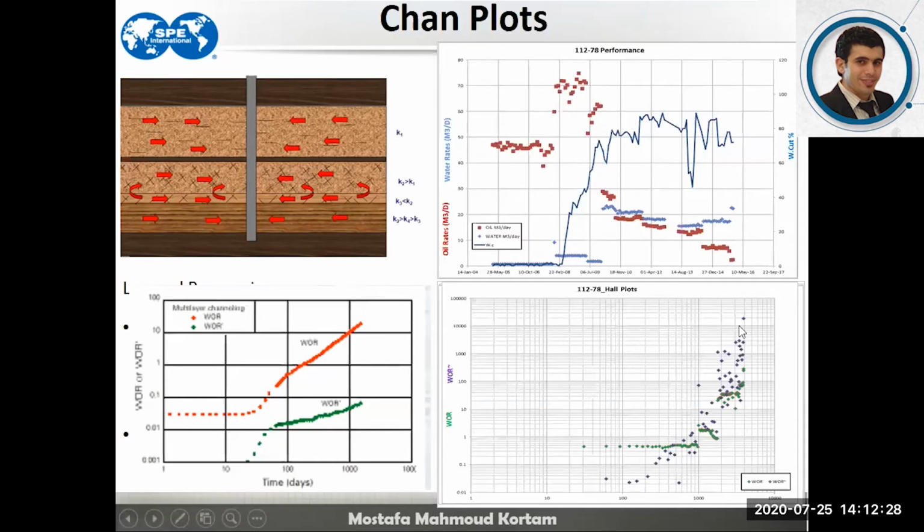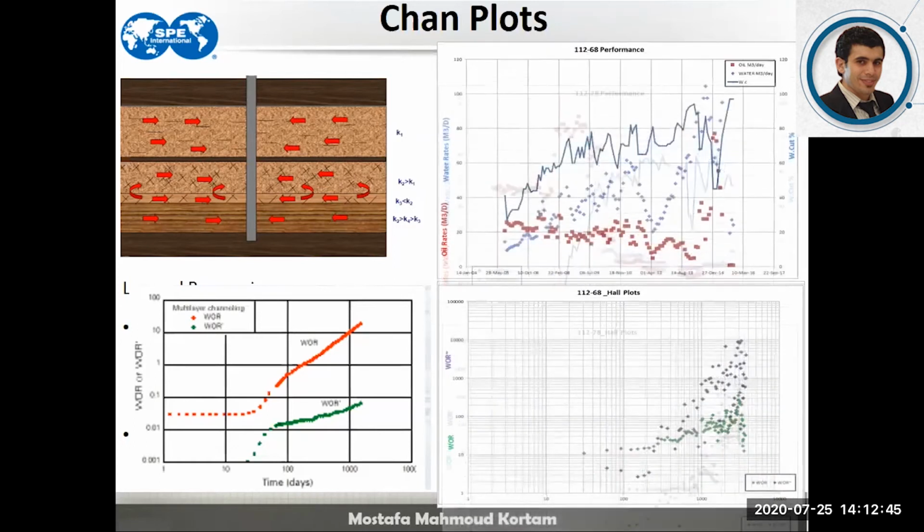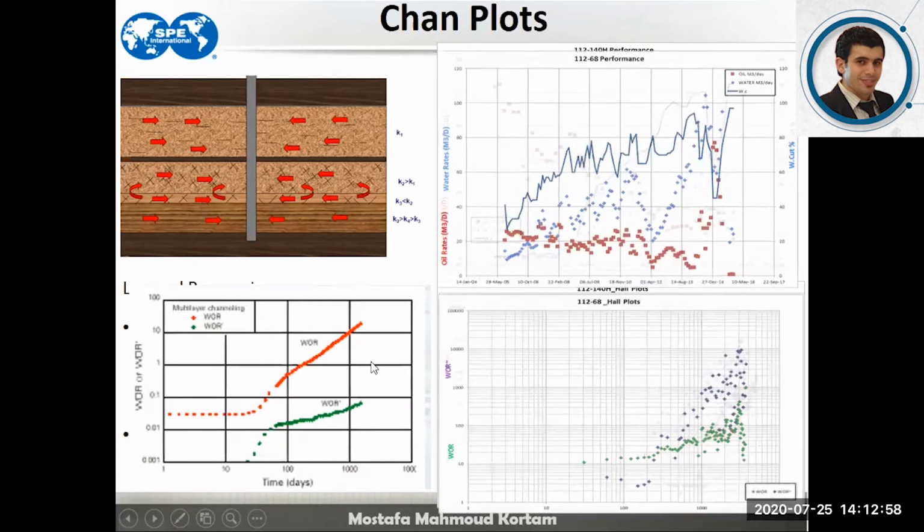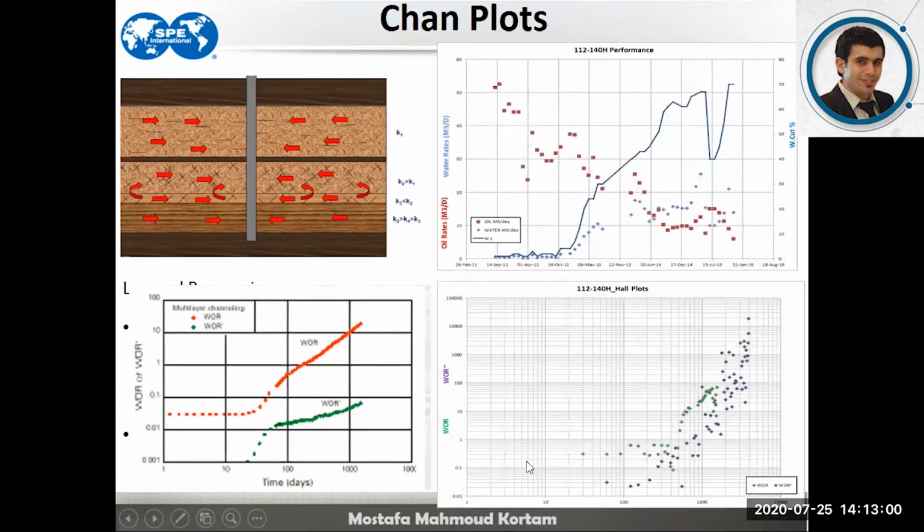So drawing the water oil ratio and its derivative, we got a similar signature to what Chan has explained in his famous type chart. Reviewing another well, with the water cut, the oil rate and the water production rate, we have got the same signature that Chan produced. The third well also has the same effect and the same signature.